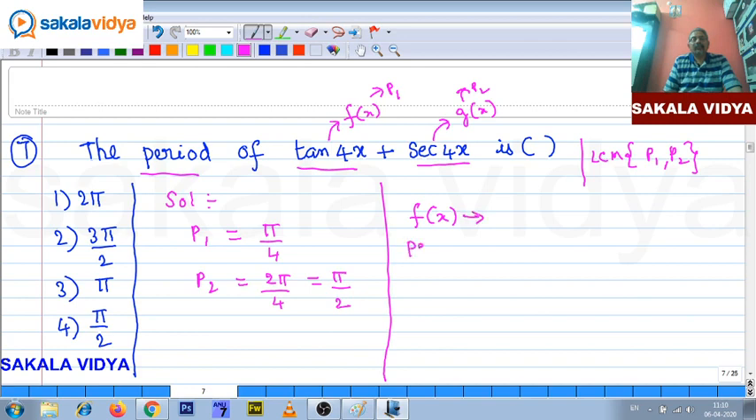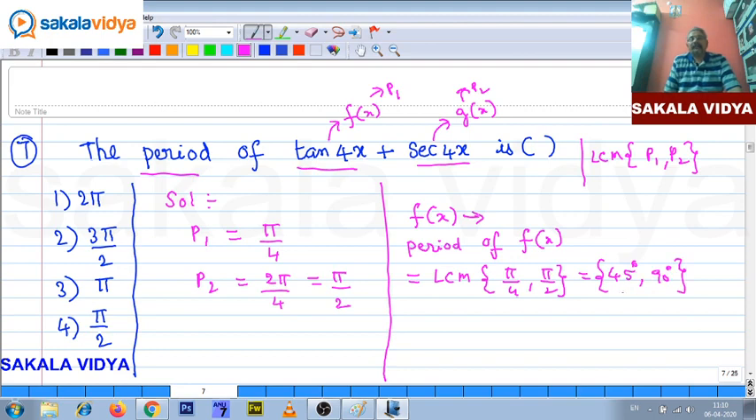So, now the period of f of x is equal to LCM of pi by 4 comma pi by 2. That means this is 45 degrees and 90 degrees. Just like the 45 and 90, the LCM will be 90. So, that is all pi by 2. So, fourth option is the right option.